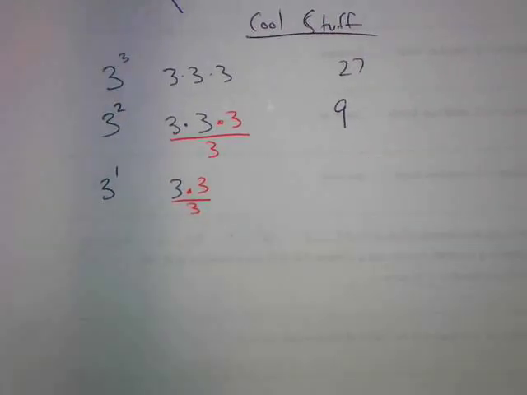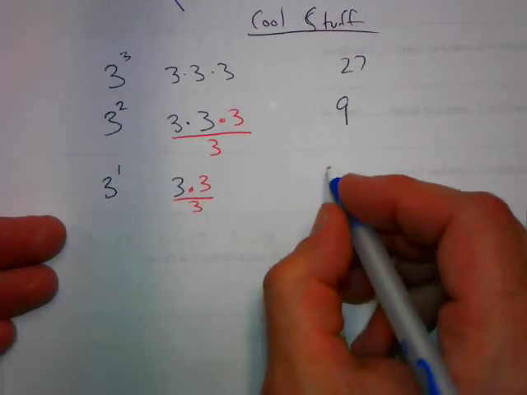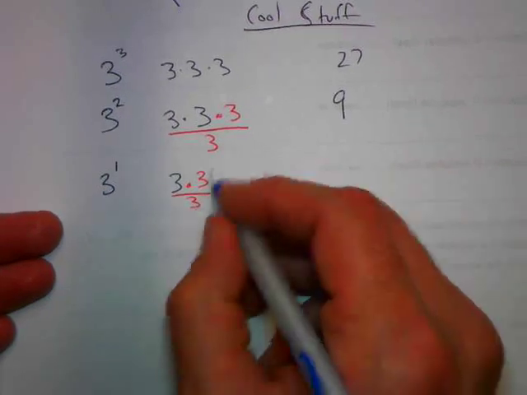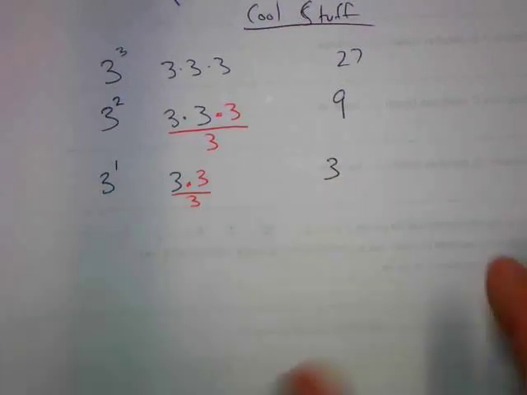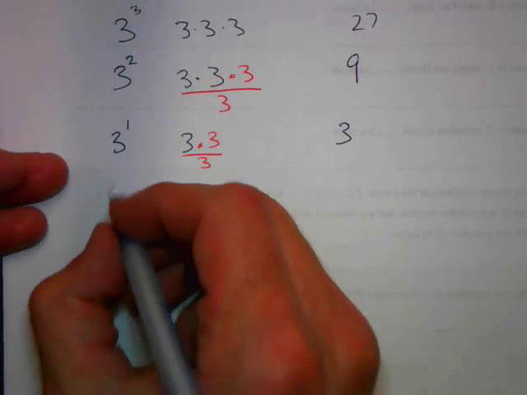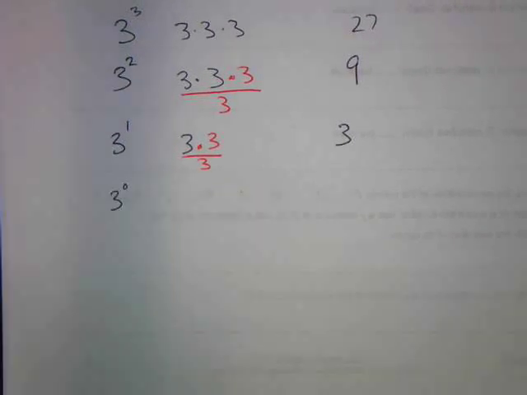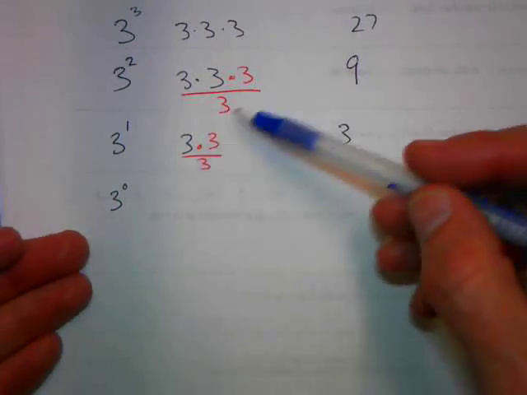Whoa. And 3 times 3 divided by 3 is 9, or is 3. 9, big 1 there. You're left with 3. So what do you think is going to happen with 3 to the 0 power? Well, what is 3 to the 0 power? I have no idea.